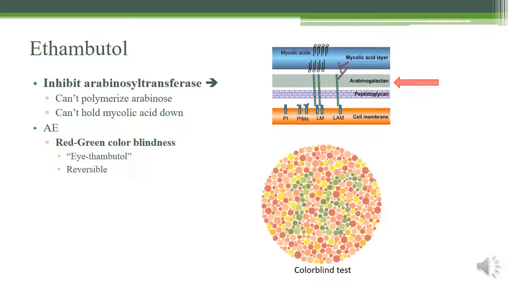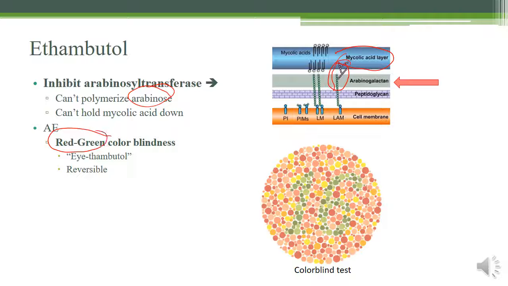Ethambutol. Ethambutol works by inhibiting arabinosyl transferase, and when you inhibit that, then you can't polymerize your arabinose. And if you can't polymerize the arabinose, you don't have that anchor. If you look over here, arabinogalactan is actually anchoring the mycolic acid layer down to everything else. So if you don't have that anchor, the TB bacteria is more prone to bursting. The adverse effect of ethambutol is going to be red-green colorblindness.